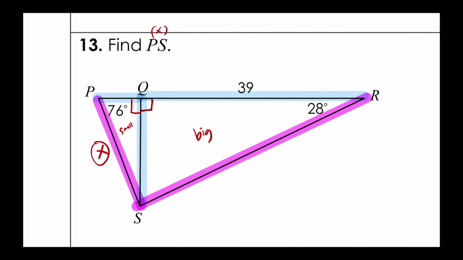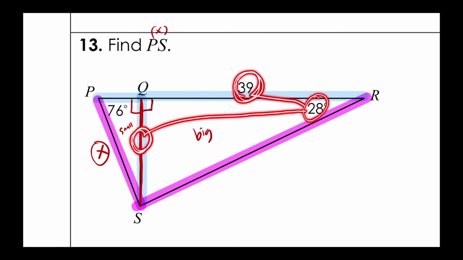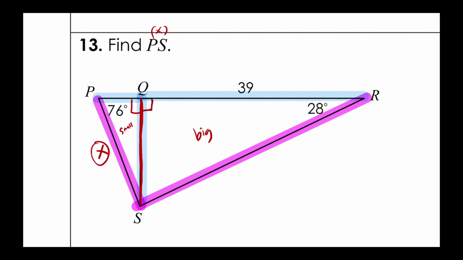I'm going to call this, well, it's SQ, right? This is SQ. I want to know what SQ is, and I'm going to find SQ by using the big triangle. So that's usually what you do. You use one triangle to find information for the other triangle. So if you look here, I have this angle, I want to know this side, and I know this side. So I have this angle, and I want to know the opposite side, but I know the adjacent side. So which one's opposite adjacent?